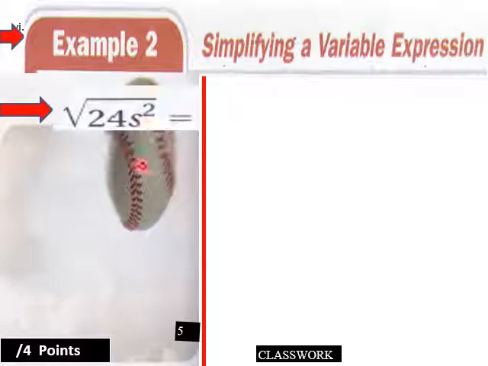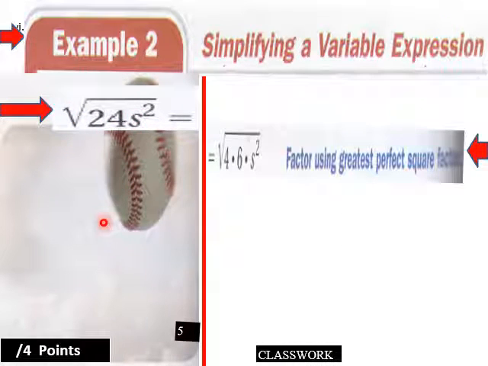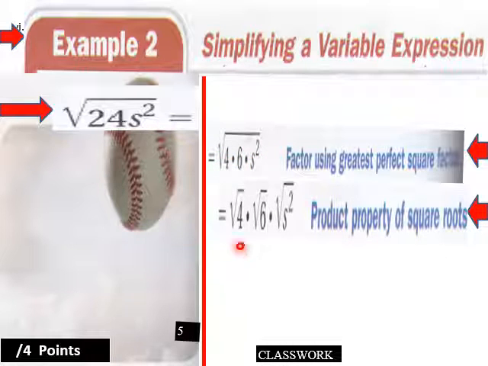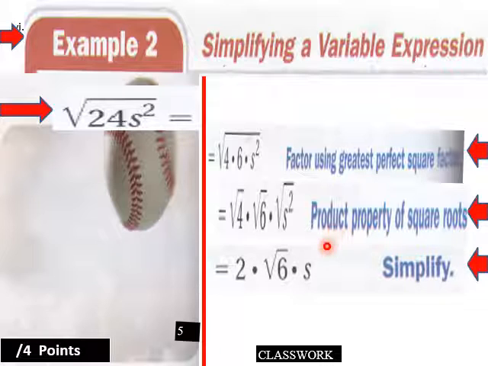Okay, example 2, simplifying a variable expression. How would we factor that out? Well, we can factor it like this, 4, 6, and s squared. Factor using the greatest perfect square factor, which in this case would be 4. And then what's left over? This is left over here. We know we can take the square root of 4. And then we put each of these factors underneath the radical. That's your next step, product property of square roots.